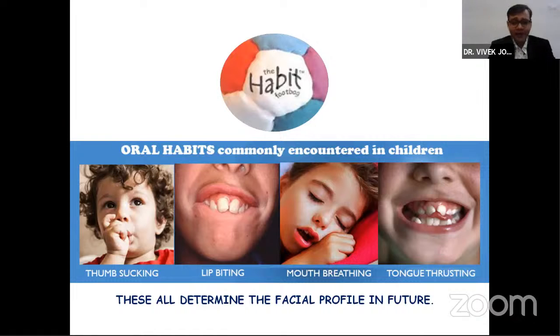Before going into one specific habit, let's understand the abnormal oral habits which a child most commonly has. A few of them are thumb sucking, lip biting, mouth breathing, and tongue thrusting. All these habits have various deleterious effects on the growth and development of the jaw bones, including the face, the cheek muscles, the facial outline, and everything. It basically disturbs the growth and development of the face. The most commonly ignored habit by parents is mouth breathing, and hence the topic for discussion today.